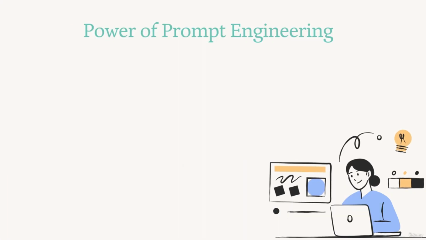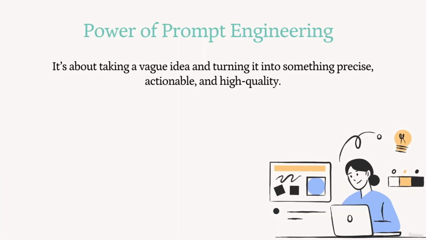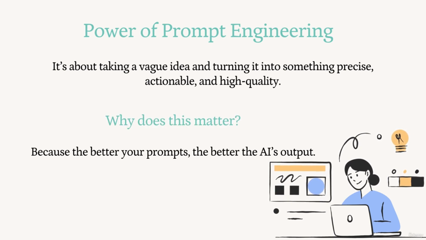That's the power of prompt engineering. It's about taking a vague idea and turning it into something precise, actionable, and high quality. You see, AI is the smartest assistant in the world, but it needs clear instruction to do its job well. So, why does this matter? Because the better your prompts, the better the AI's output.